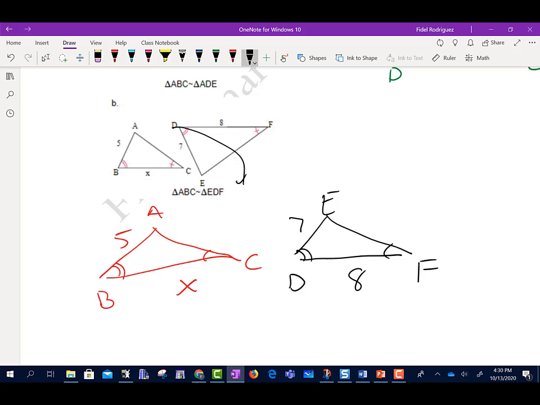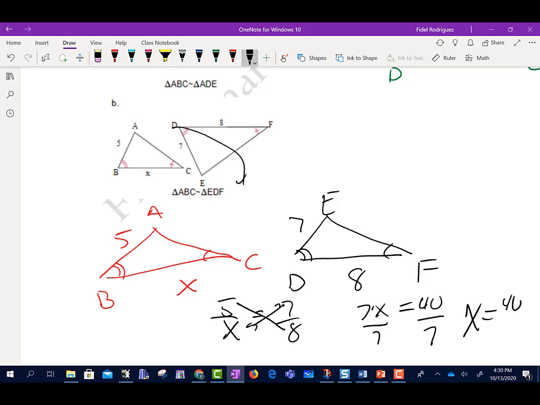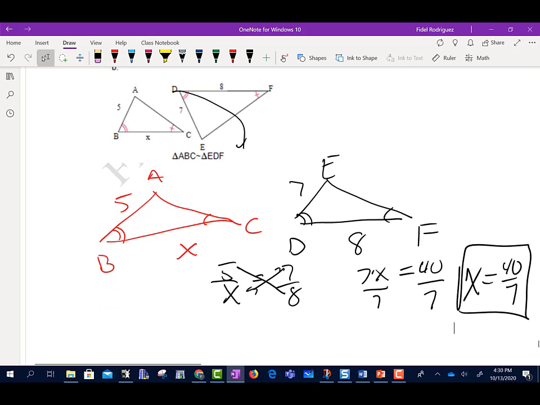So again, now I can kind of go over here to the side, or you know what, we can do it right here. 5 over x is equal to 7 over 8. So again, I'll cross multiply. 7x equals 5 times 8 is 40. So we'll divide by 7. And folks, we just come up with 40 over 7, okay? Alrighty.